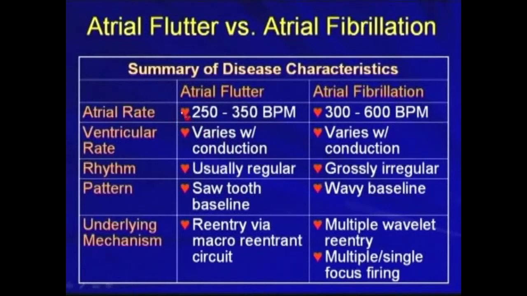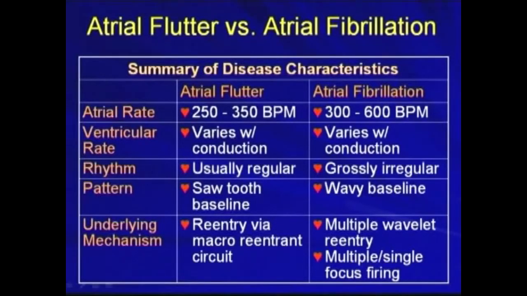So here's a table depicting the differences between atrial flutter and atrial fibrillation. The atrial rate in atrial flutter is usually 250 to 350 beats per minute, whereas in atrial fibrillation, the P rate is usually 300 to 600 per minute. The ventricular rate in atrial flutter varies with conduction. It's the same as in atrial fibrillation. It usually appears as an irregular ventricular rhythm in atrial fibrillation.